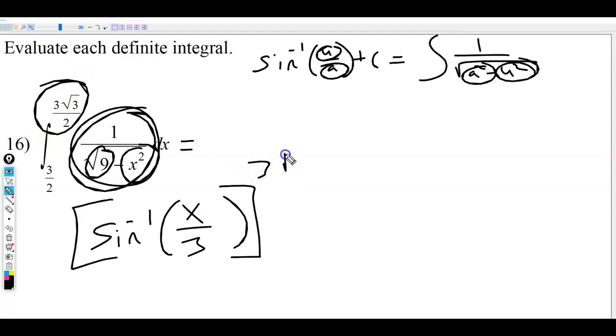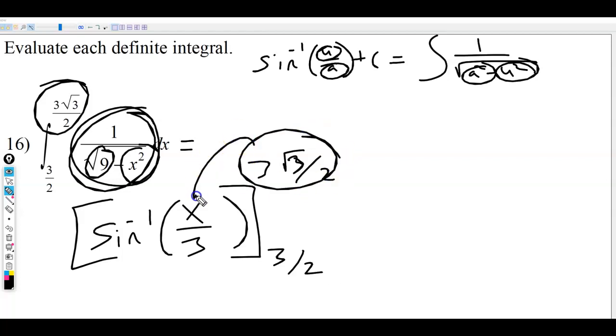My limits now are this. So remember, after you do an integral, the integral sign goes away, and you change it into brackets, right? So notice I've got that now. And then we put the limits on the right side corners of the bracket. So now we're going to go ahead and plug these numbers in, okay? So I'm going to plug in this.